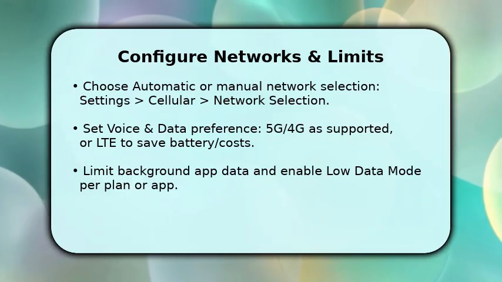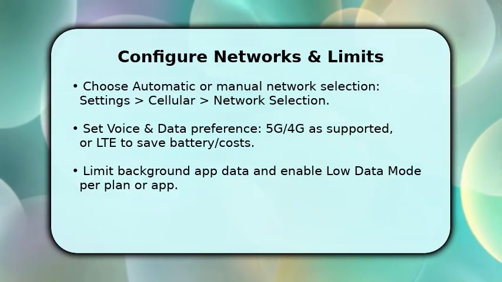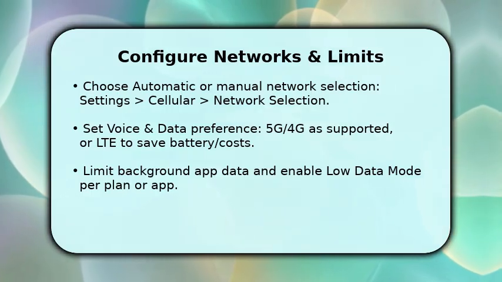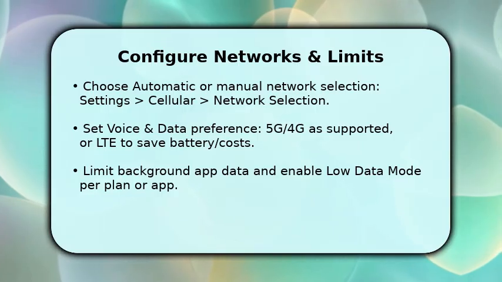Now configure how your iPhone connects. You can leave network selection on automatic or manually pick a carrier if roaming isn't connecting. Manual selection forces a specific network.